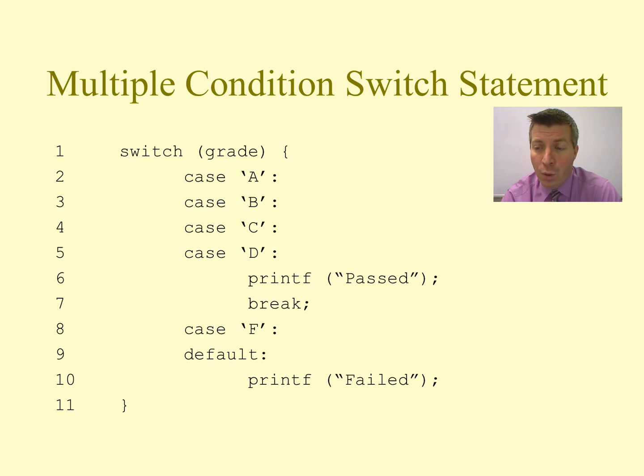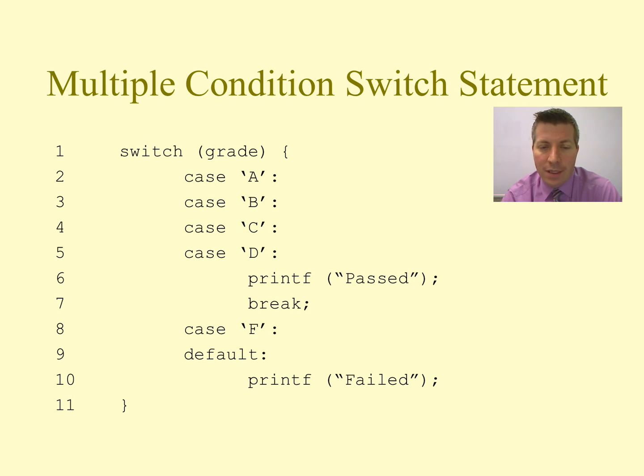Now, what if it wasn't a case of a capital A? Instead, it was a case of a capital B. So we come in on line 2, it says, is grade equal to capital A? No. It goes to line 3 and says, is grade equal to capital B? Yes. We skip over lines 4 and 5 and we print out passed. What kind of a behavior did we just come up with? This is an or behavior.